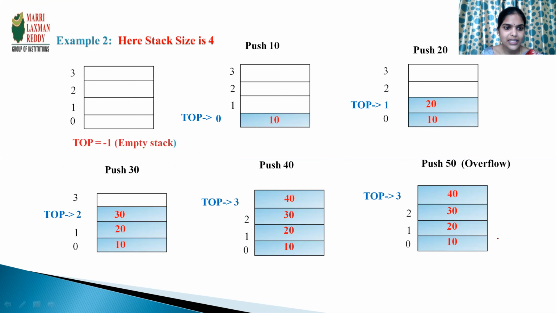Here are a few more examples. See, this is an empty stack where top is at minus 1. It means when the top is at minus 1, it states that the stack is empty. Now I'm pushing 10 onto the stack, where top is moved from minus 1 to 0.